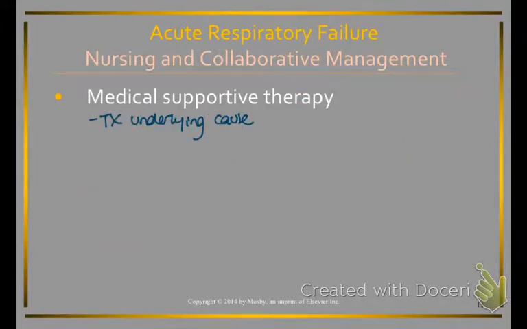And obviously we want to treat the underlying cause. Why we're providing symptomatic care. Say my head trauma just got hit in the head. They have a ventilatory problem. They're not ventilating. They're not breathing out. I'm providing supportive care by venting them, by increasing their respirations. But in the meantime, the only way to get rid of the problem is to treat it. So I provide symptomatic care while treating the underlying cause.